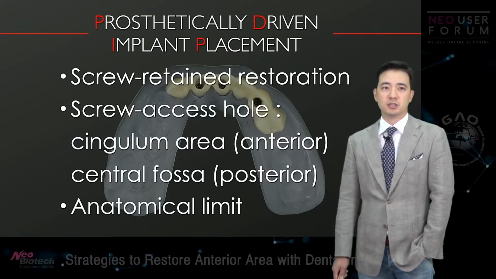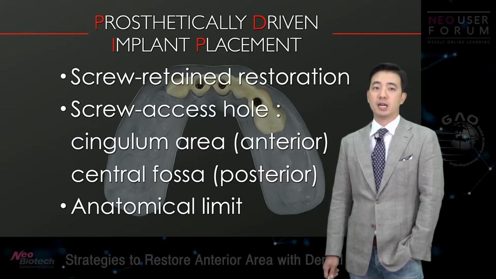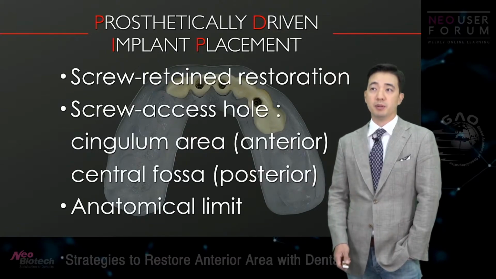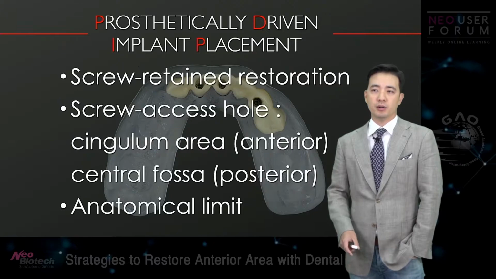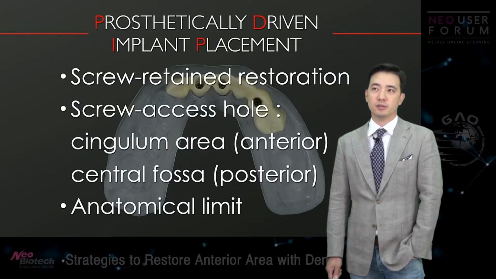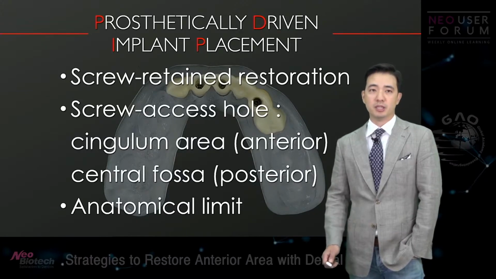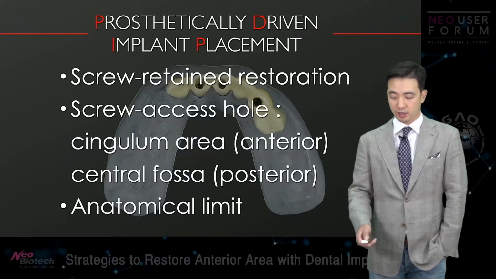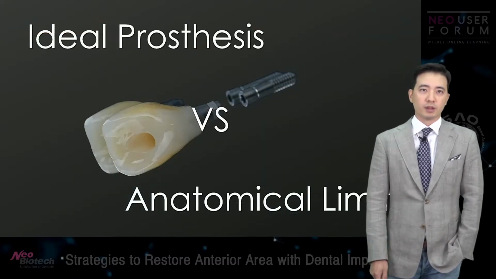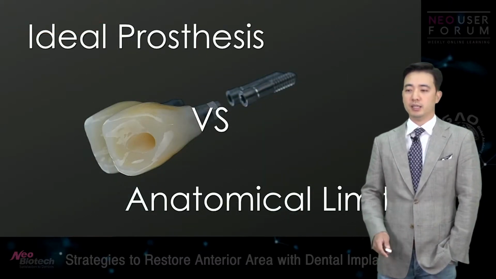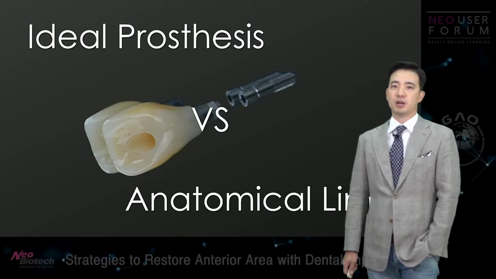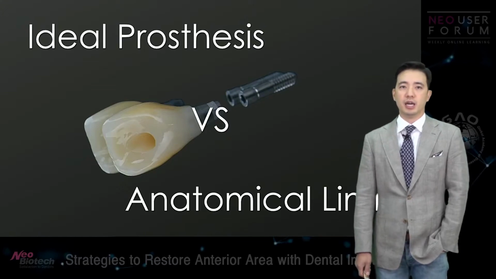But there's always some anatomical limit. So even if you want your implant screw holes to come out where they're supposed to, it's just not possible all the time because of the anatomical limit. We always have the ideal prosthesis in mind, but sometimes you have to compromise because of the anatomical limit.